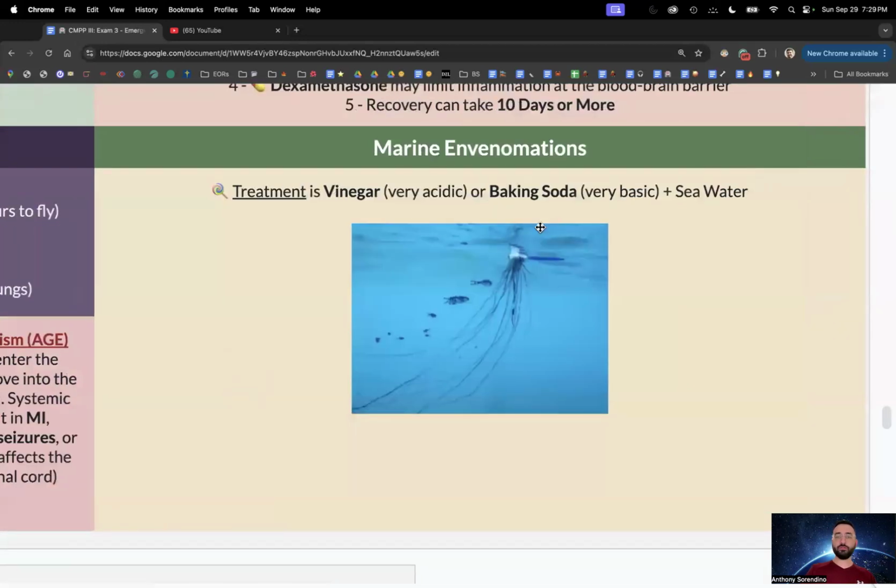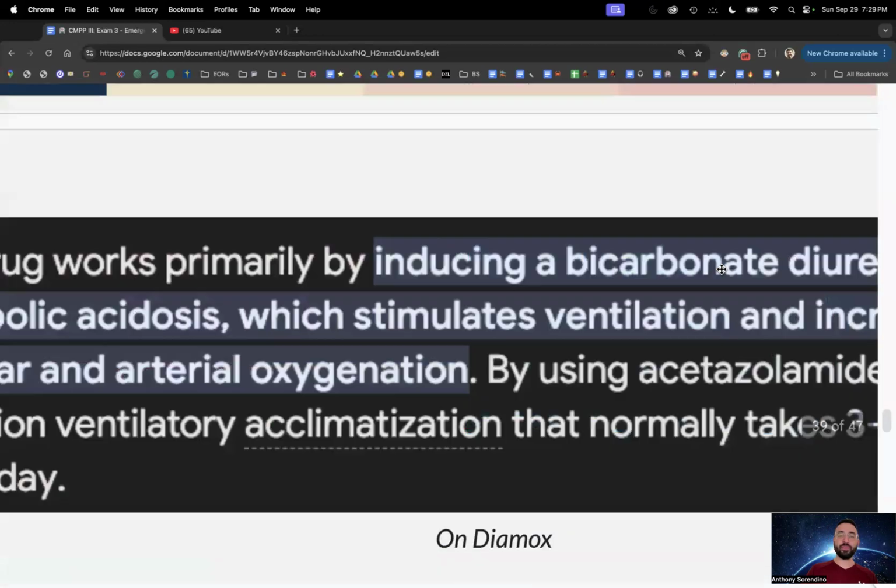You can use vinegar for jellyfish stings or baking soda, which is pretty interesting because vinegar is like acetic acid, right? It's acidic and baking soda is basic. So just disrupt the pH of the sting. I don't know.